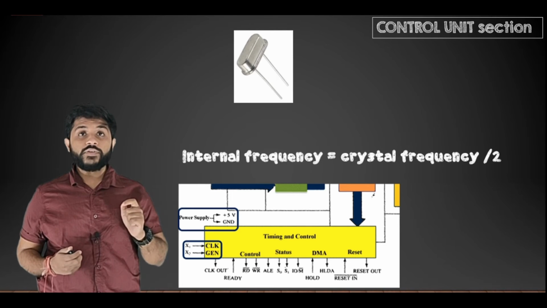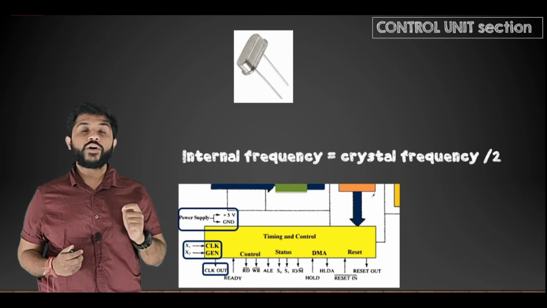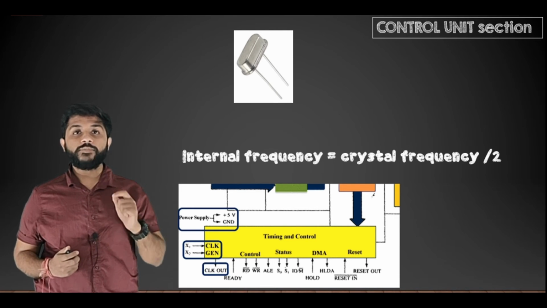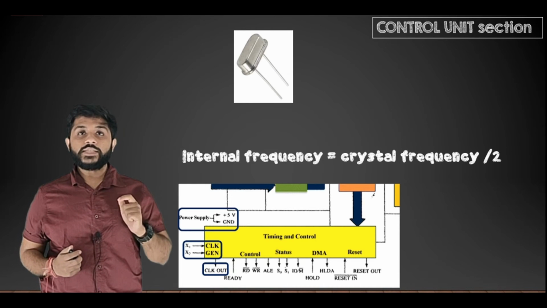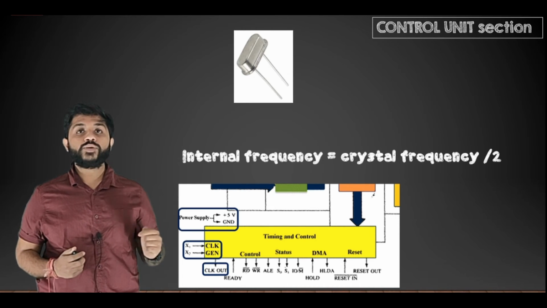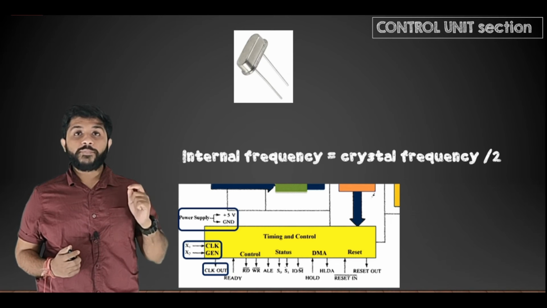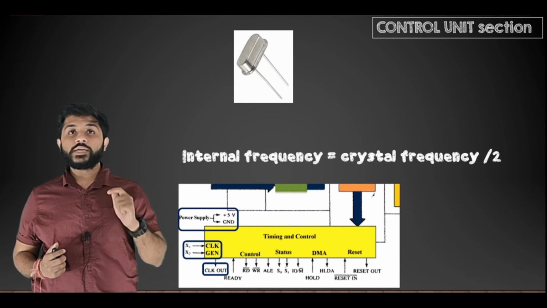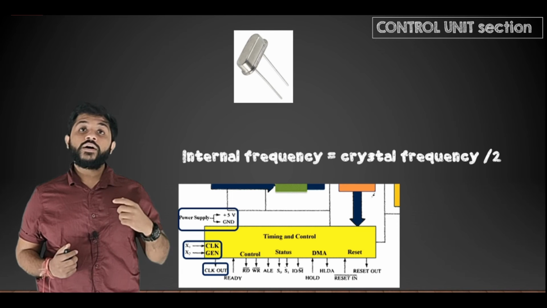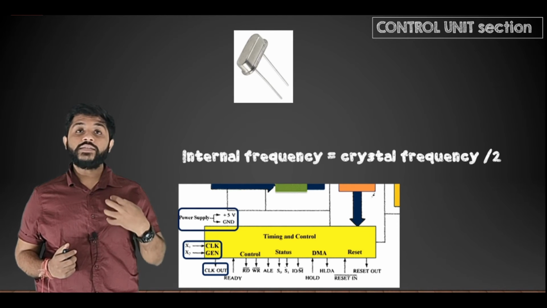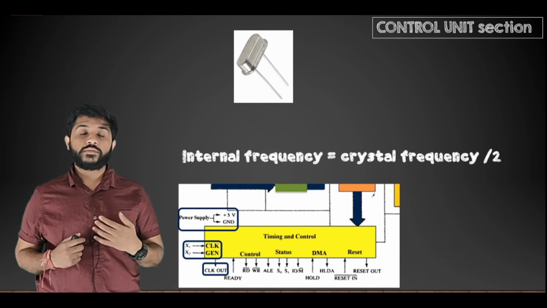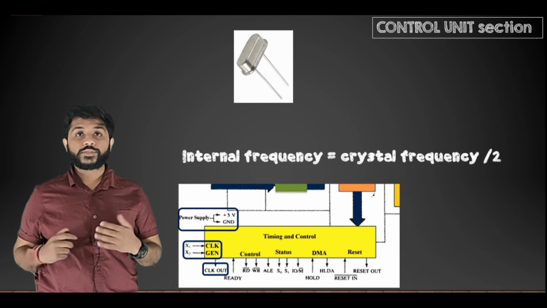Now this internal frequency is available at the clock out pin. You can see that this pin is an output pin. It means that this pin can be connected to any peripheral device. And because the internal frequency is available at this pin, the peripheral device can synchronize itself with the microprocessor. So there can be no data loss.